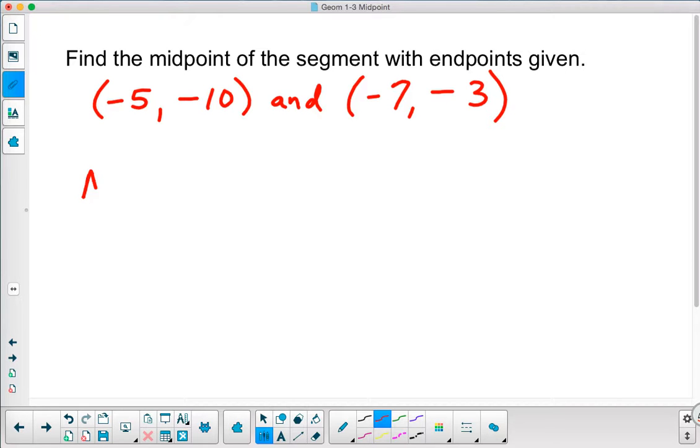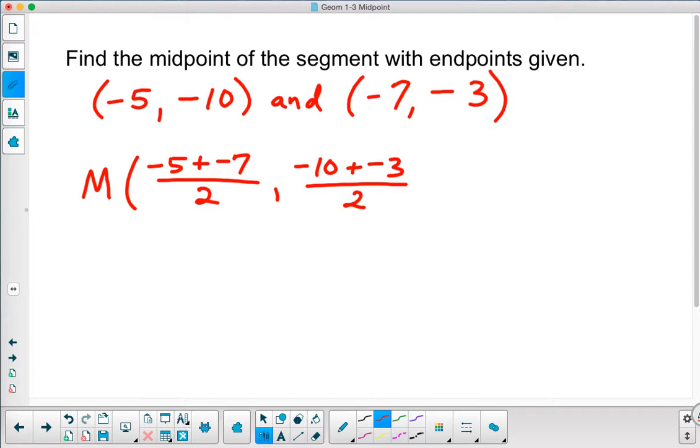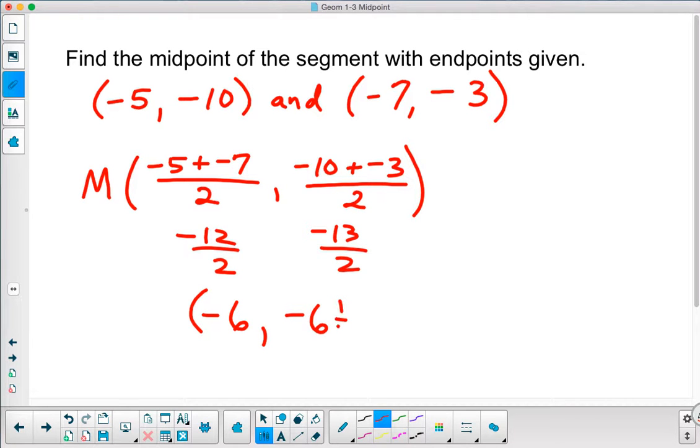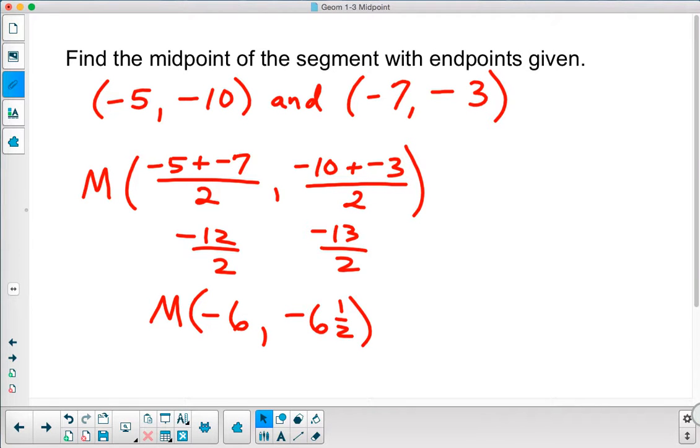The solution, the midpoint should be your average. Averaging the x's, averaging the y's. So I'm getting -6, -6.5, or 0.5. That would be the point that's exactly halfway between there. And you can continue with more examples as needed.